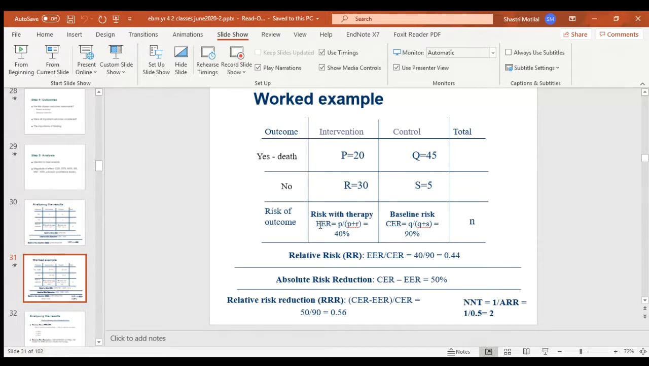If both event rates were the same, through that same reasoning, the absolute risk reduction would be what? If the absolute risk reduction means the CER and the EER were the same, what would be the absolute risk reduction?